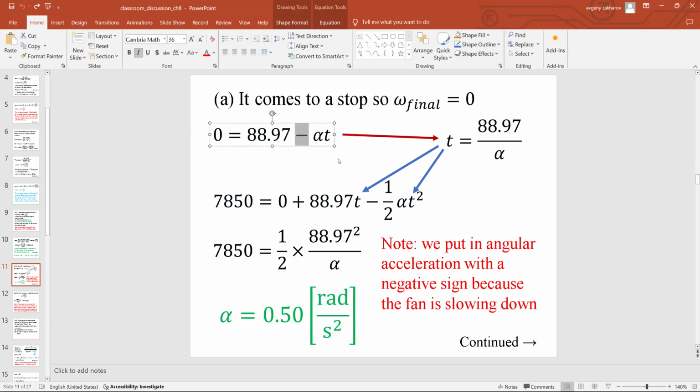And for slowing down, acceleration and velocity must be opposite signs. So velocity is positive, therefore acceleration must be negative. Velocity is positive, acceleration must be negative if we are slowing down. So this is your angular acceleration.